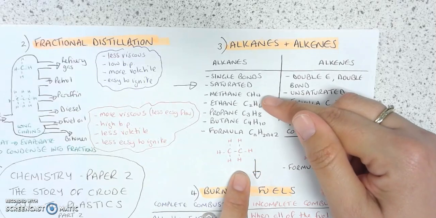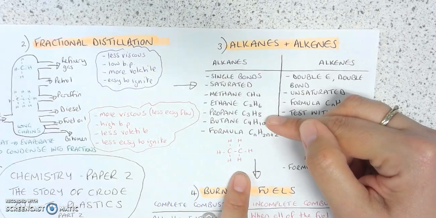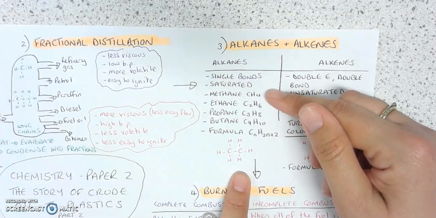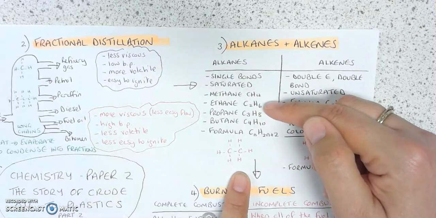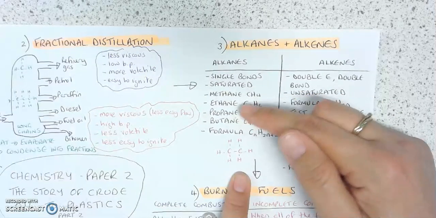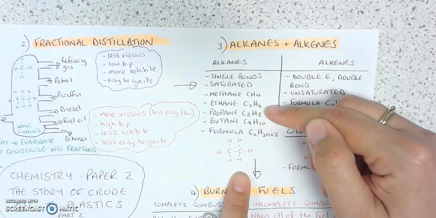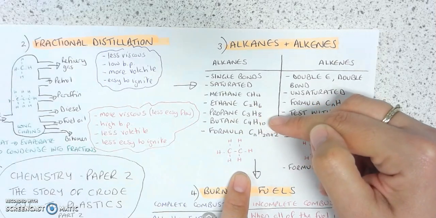Now, the four basic alkanes you need to know are, and if you look, they all end in -ane: methane, CH4, ethane, C2H6, propane, C3H8, butane, C4H10.